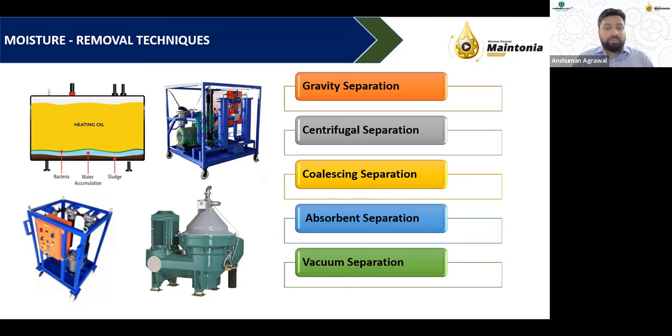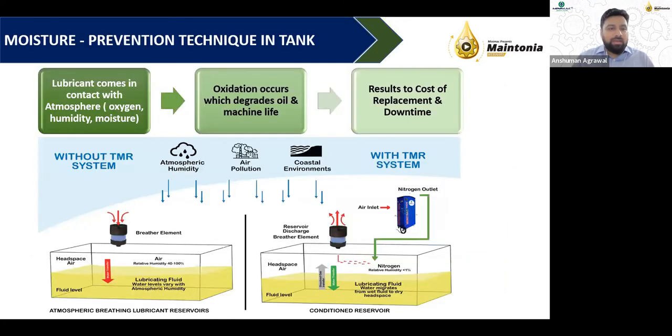But vacuum separation is something which has proven a very effective solution for separation of dissolved moisture from these fluids. How these operate, probably in some other webinar we would be talking about that. The most important thing we can do is that prevention is always better than cure. So in the previous slides, we talked about how to separate moisture from the phosphate ester fluid. But in this slide, let's talk about how to avoid any moisture presence in these fluids.